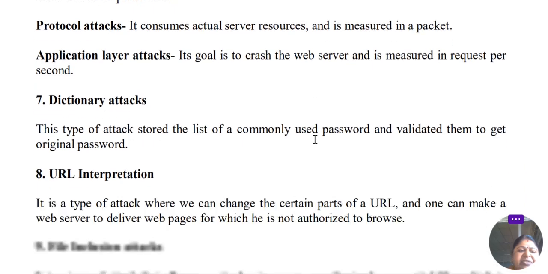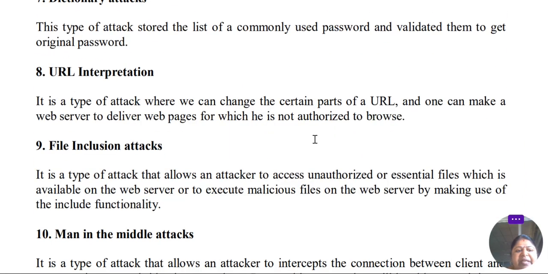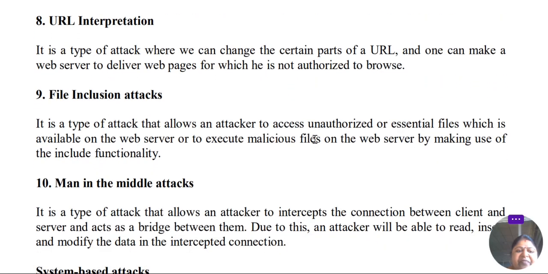And next come dictionary attacks. This type of attack stores a list of commonly used passwords and validates them to get the original password. Next is URL interpretation. It is a type of attack where we can change certain parts of a URL and one can make a web server deliver web pages which he is not authorized to browse.